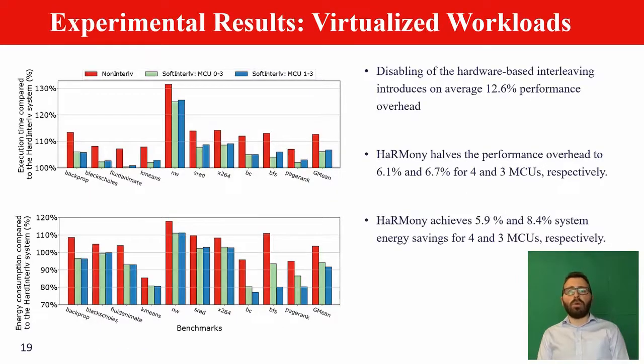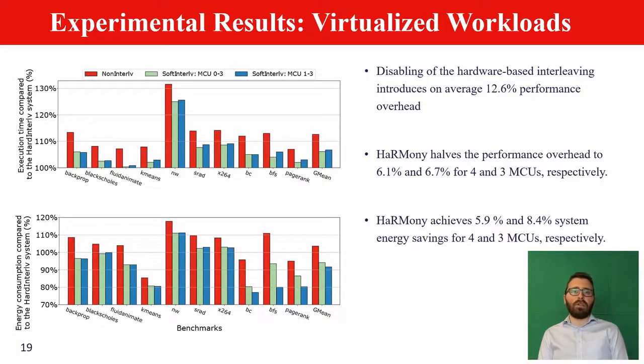For the virtualized workloads, under the first policy, we observe an average performance overhead of 12.6% for the system with disabled interleaving. HaRMony reduces the performance overhead down to 6.1% and 6.7% when 4 and 3 memory controllers are interleaved respectively. The performance impact of disabling the interleaving follows the same trend as the previous results of the workloads running natively. However, it seems that the impact is smaller.